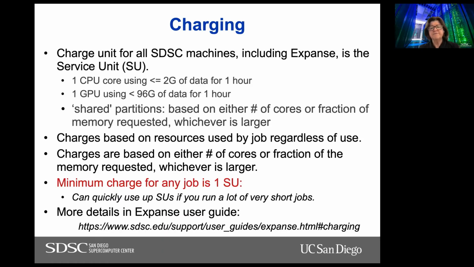Shared partitions will be based either on the number of cores or fraction of memory, whichever is larger. So you can save CPU costs by sharing a node. Each node has 128 cores, and if you only have a 16-core job, you could share that node if you're not worried about using all the memory. If you have smaller test jobs, and then let other jobs run on that node, they'll be sandboxed and protected, but it might impact performance. But if you're not worried about that, you're just trying to see if your code's running, then share and use that. It'll be cheaper. The minimum charge for any job is 1 SU.